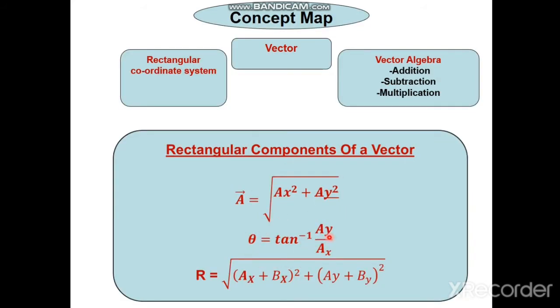Then theta is equal to tan inverse of Ay over Ax. So this formula tells us basically the direction of a vector. Theta tells the direction. We will derive this formula, and then R is equal to the square root of (Ax plus Bx) whole square plus (Ay plus By) whole square. So this is the final result of the topic, vector addition by rectangular component method. So we will learn about the vector addition by rectangular component method. This will be one of the most important topics of this chapter.